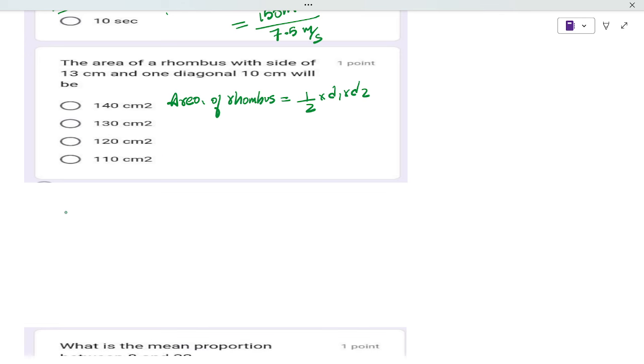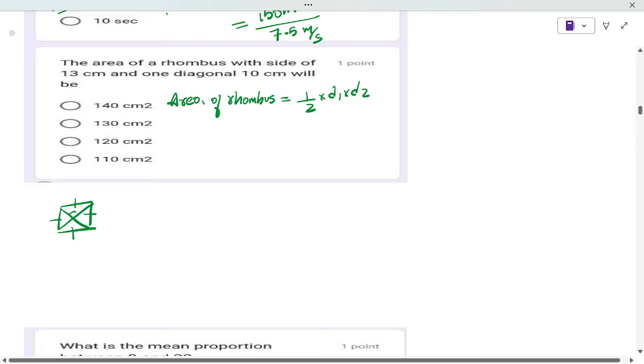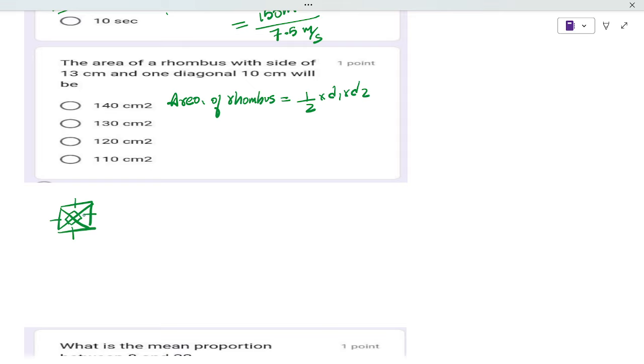Again, in the rhombus, a rhombus is equivalent to a square. All sides are equal. The difference between a square and a rhombus is that the diagonals are different, and the diagonals bisect each other at 90 degree. That means 90 degree, 90 degree, 90 degree, they bisect. So from the 90 degree, we can take one triangle, with half of diagonal 2 and half of diagonal 1.